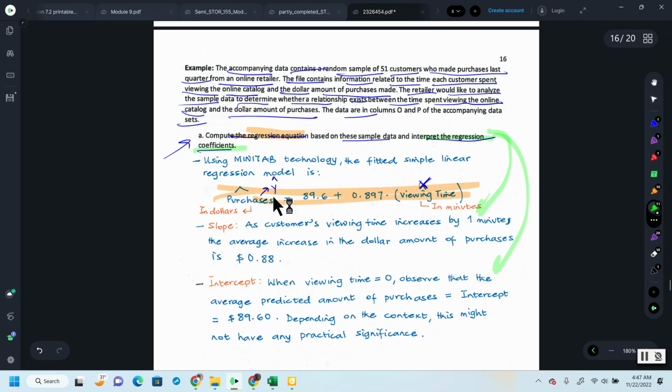Okay, and then for the intercept, which is 89.6, this simply represents the amount of purchases when viewing time is 0. So if you did not view the catalog at all, viewing time equals 0. 0 times 0.89, all of this piece goes away, and you're left with the intercept equal to the purchases. So that means when viewing time is equal to 0, the average and predicted amount of purchases is equal to the intercept of $89.60. Depending on the context, this might not have any practical significance.